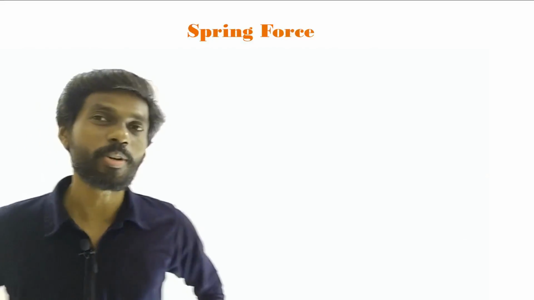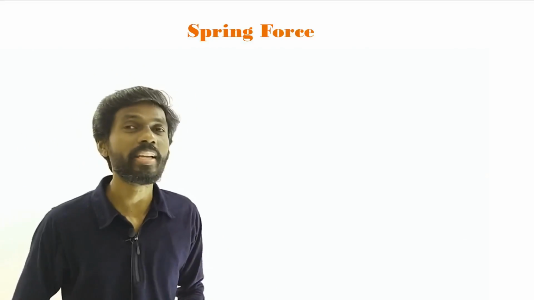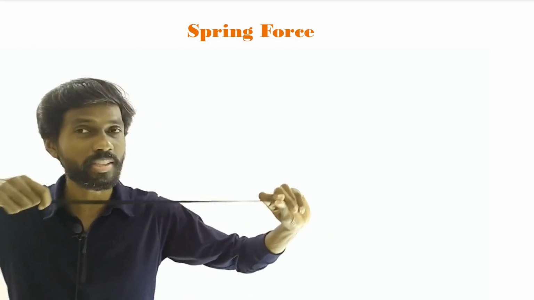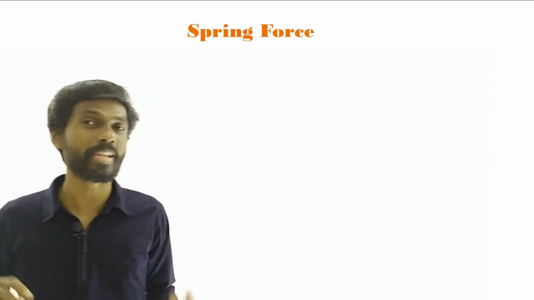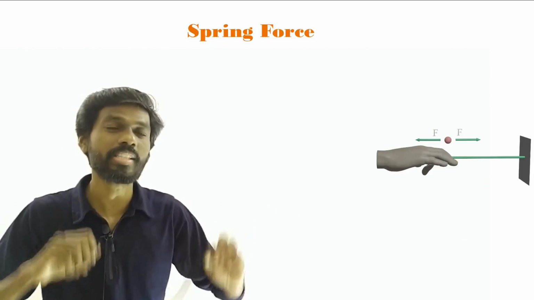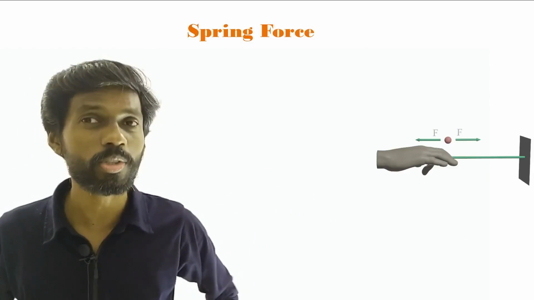In the last class we talked about the tension force due to a string. A string is inextensible. That means the length of the string is fixed. If you try to stretch this string, it offers some resistance in the opposite direction which prevents the string from getting stretched. So this resistance is what is called the tension force due to a string.